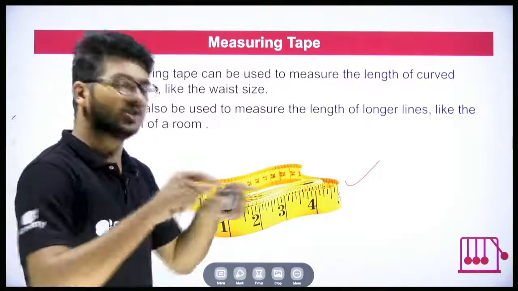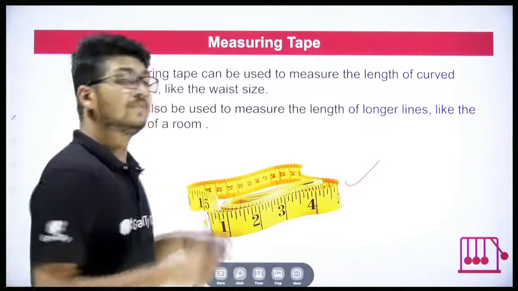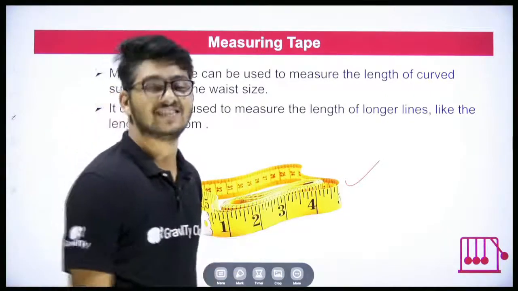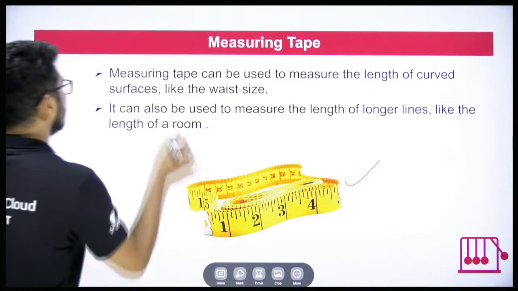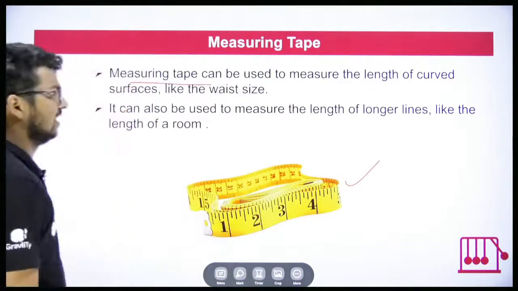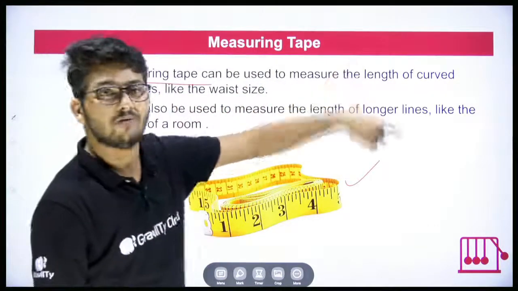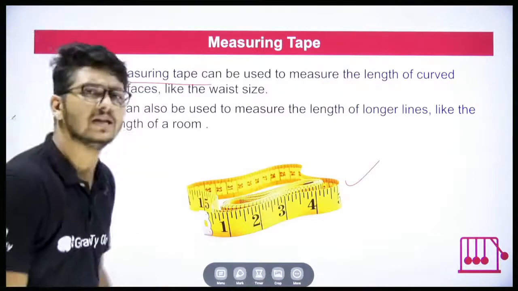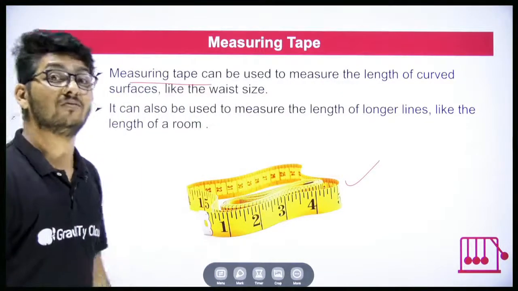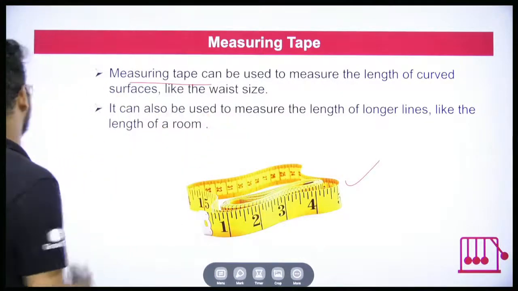Your waist is not straight, it is curved. And we use a measuring tape to measure the waist size. Right, so measuring tape can be used to measure the length of what? Length of curved surfaces. Curved lines like the waist size.